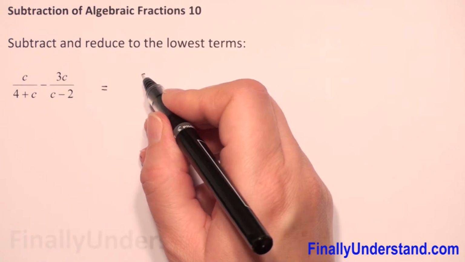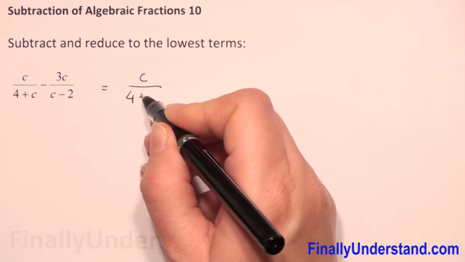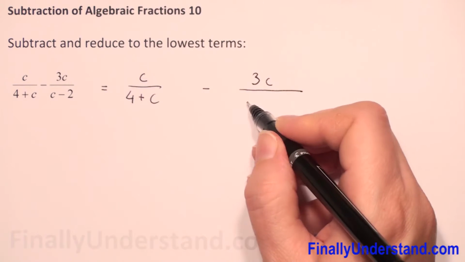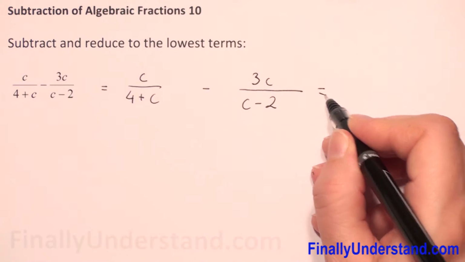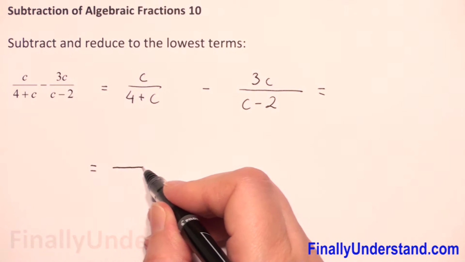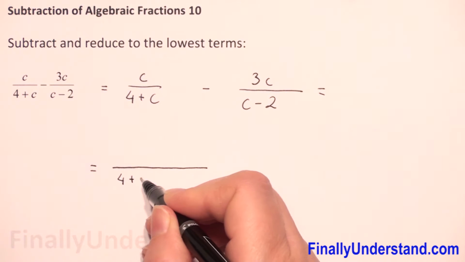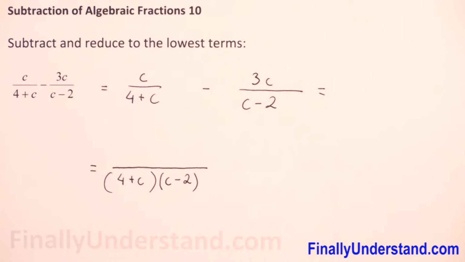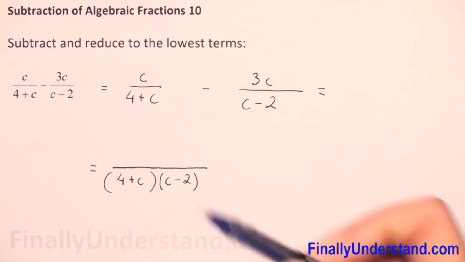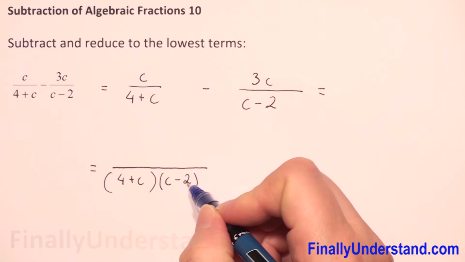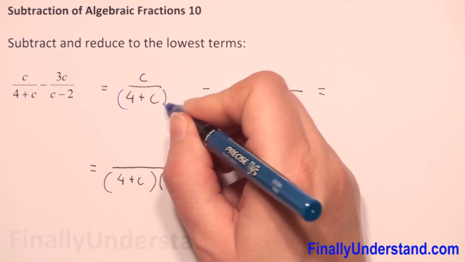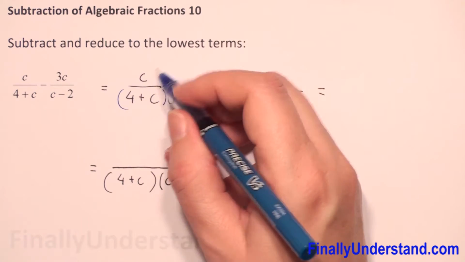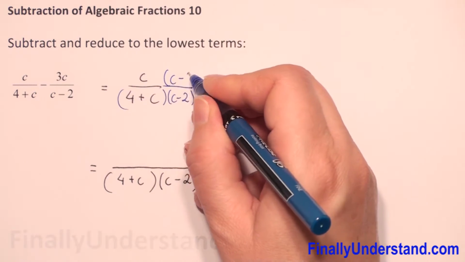So, let me copy these fractions first. Minus 3c over c minus 2. Like I said, the denominator will be 4 plus c times c minus 2. So now if I multiply this denominator by c minus 2, I have to do the same with the numerator. I have to multiply by c minus 2.